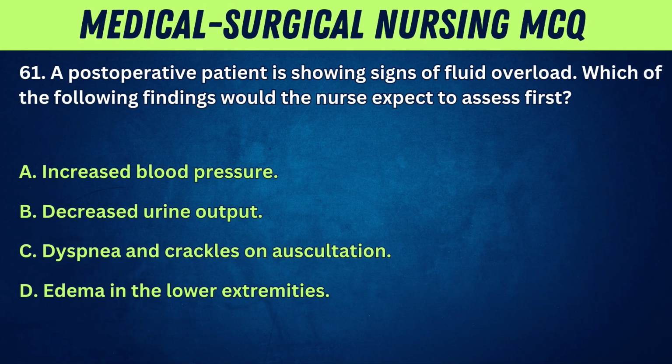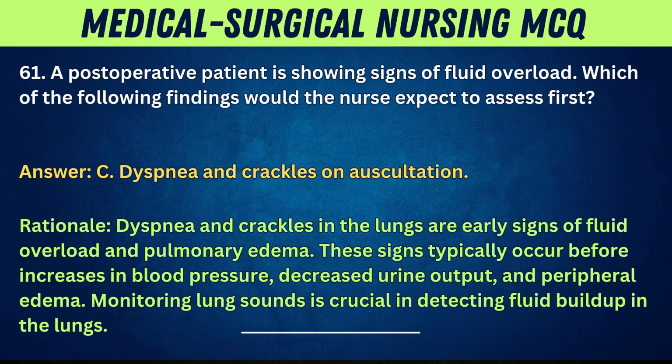61. A postoperative patient is showing signs of fluid overload. Which of the following findings would the nurse expect to assess first? A. Increased blood pressure. B. Decreased urine output. C. Dyspnea and crackles on auscultation. D. Deep edema in the lower extremities. Answer. C. Dyspnea and crackles on auscultation.